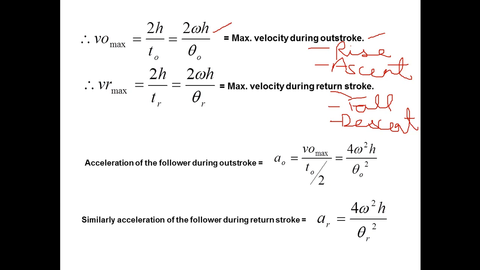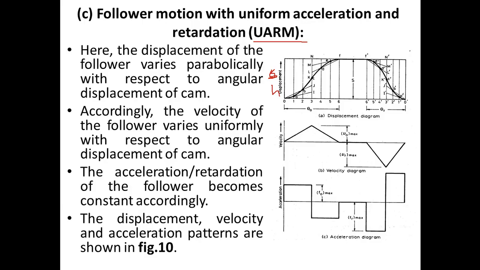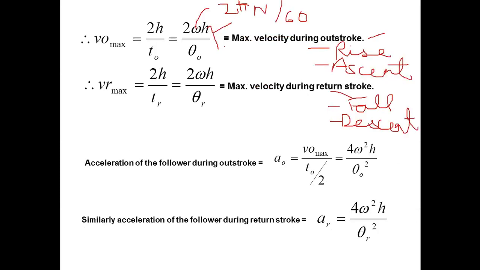What is this? Omega is nothing but the angular speed, that is 2 pi n by 60, and the speed will be given in the question. h will be nothing but the stroke length or the rise. This length will be nothing but the value of h, or sometimes given as s also.